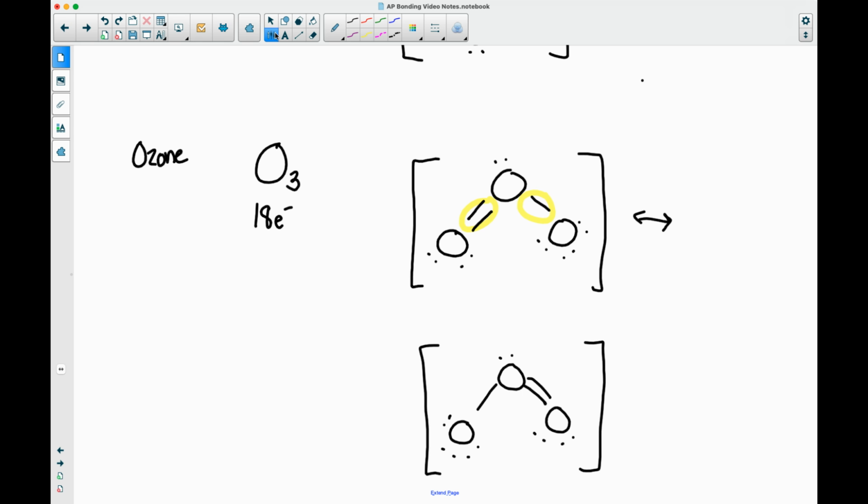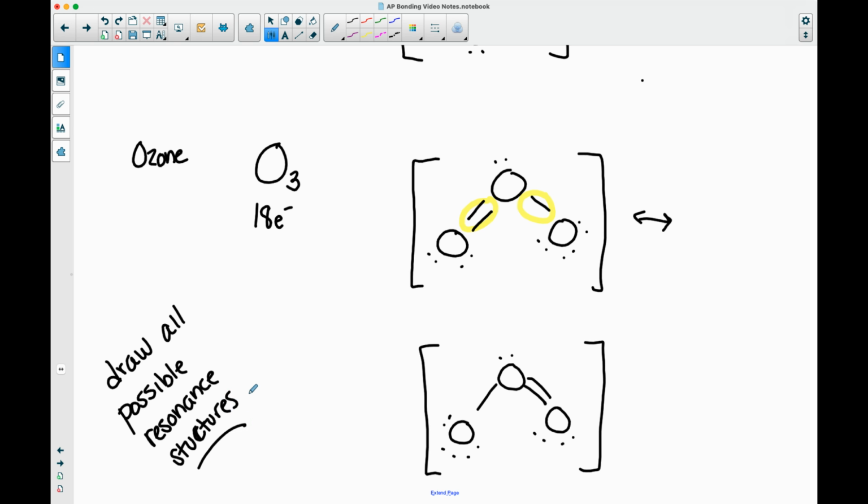So again, they will give you the prompt to draw all possible resonance structures or something like that. And it will usually or typically be the placement of a double or a triple bond that we are moving back and forth.